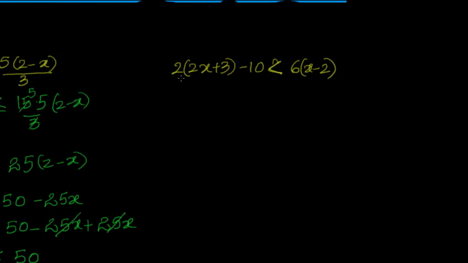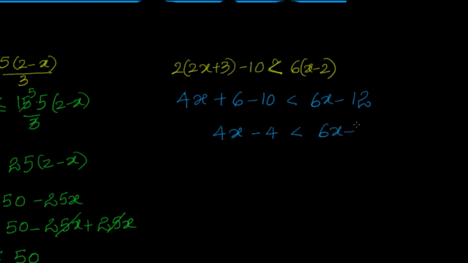We have 2 into 2x plus 3 minus 10 less than 6 into x minus 2. What I will do now first is I will expand this and say 2 into 2x is 4x, 2 into 3 is 6 minus 10 is less than 6 into x is 6x minus 6 into 2 is 12. So if I simplify this, I'll have 4x minus 10 plus 6 is minus 4 less than 6x minus 12.